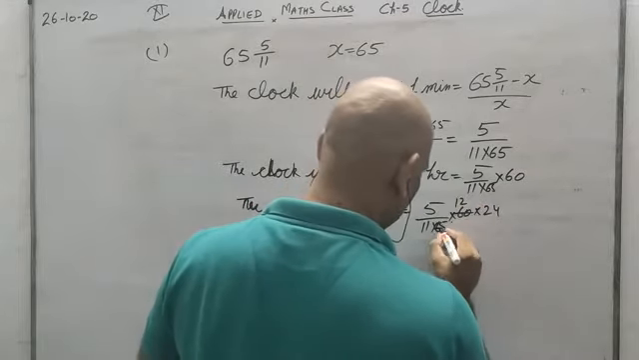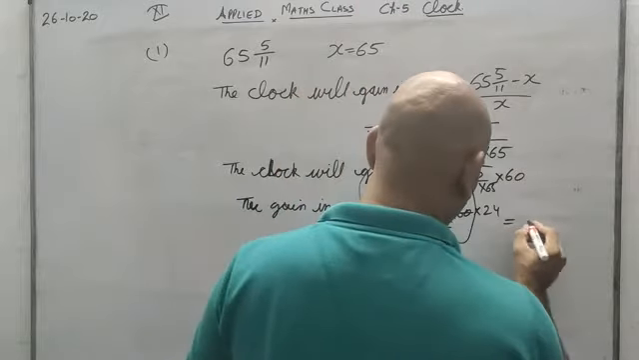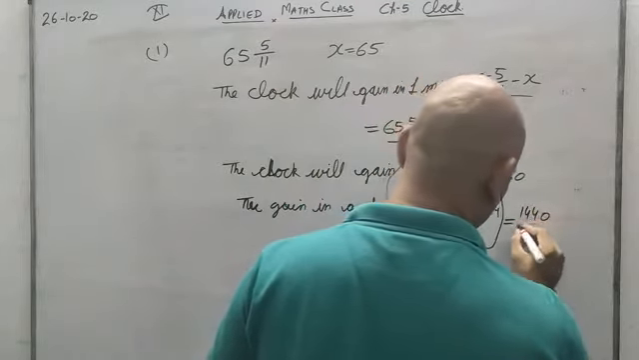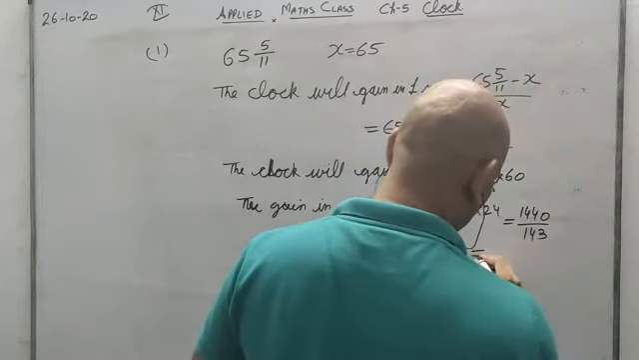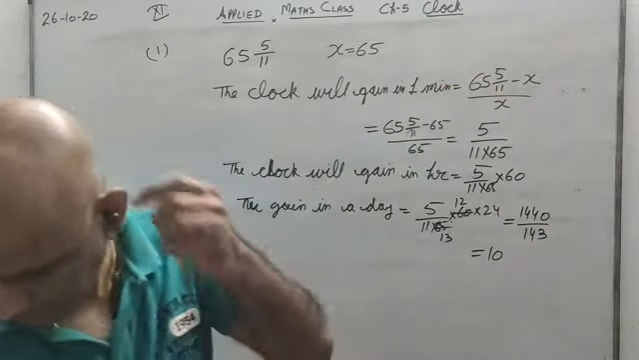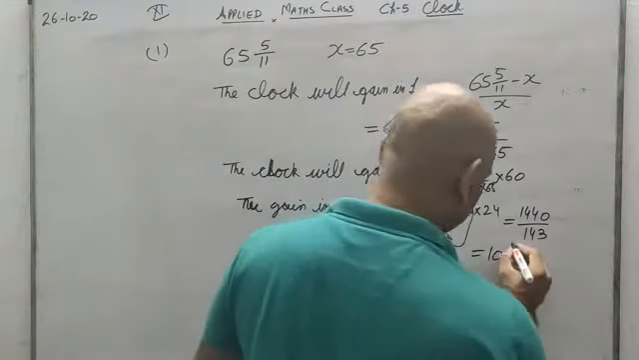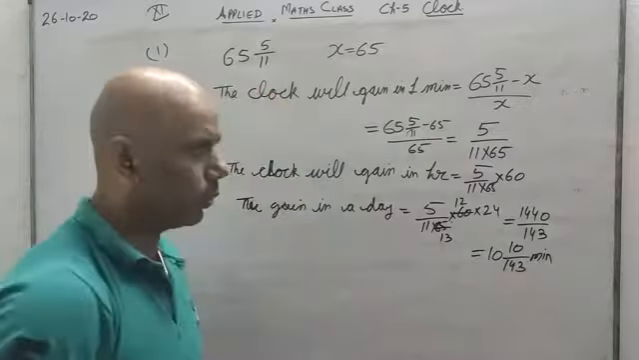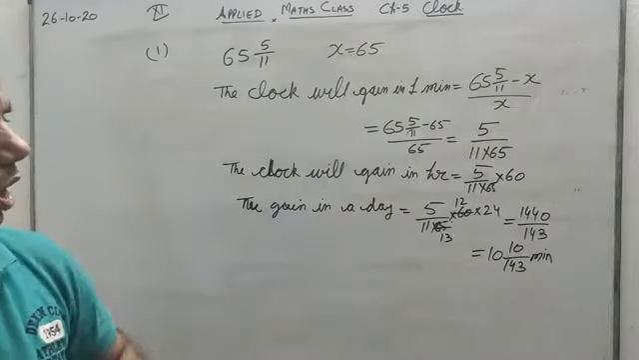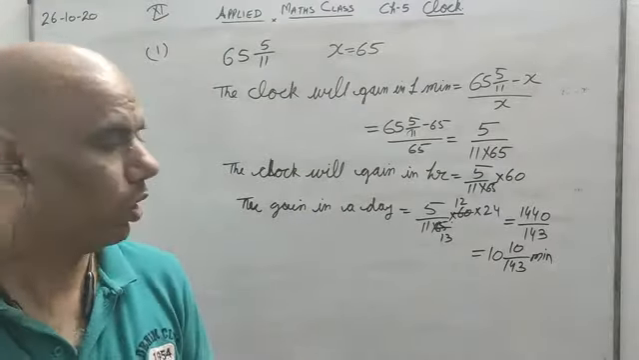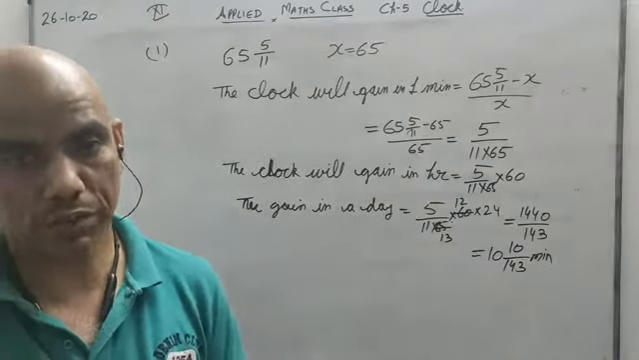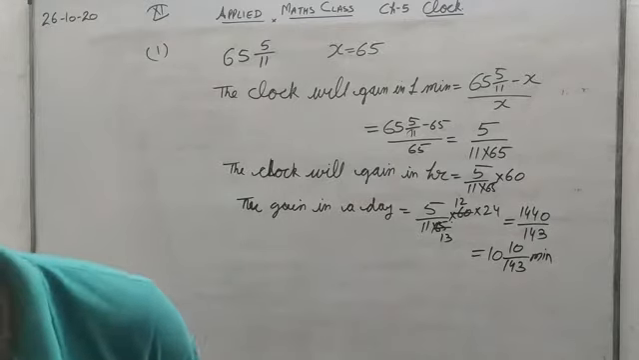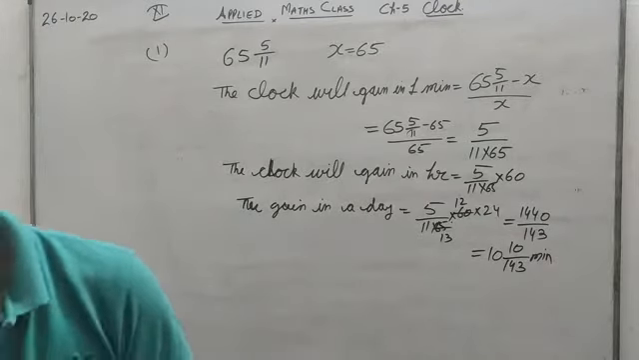This is 12, this is 13, 12 5 is 60, and 24 6 is 1440 upon 143, and it is coming 10 is to 10 by 143 minutes. So in 24 hours the clock will be 10 is to 10 by 143 minutes fast. Okay, so this was question number 1. Second is also the same. Let us look for question number 3.